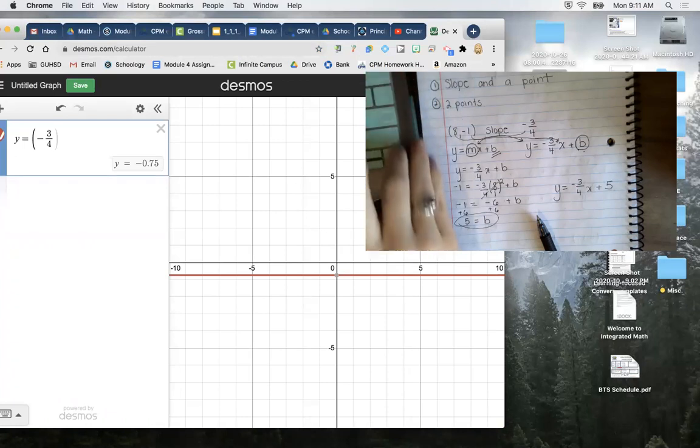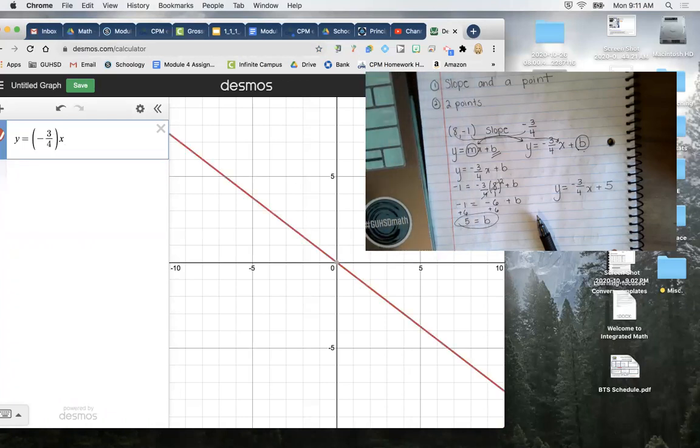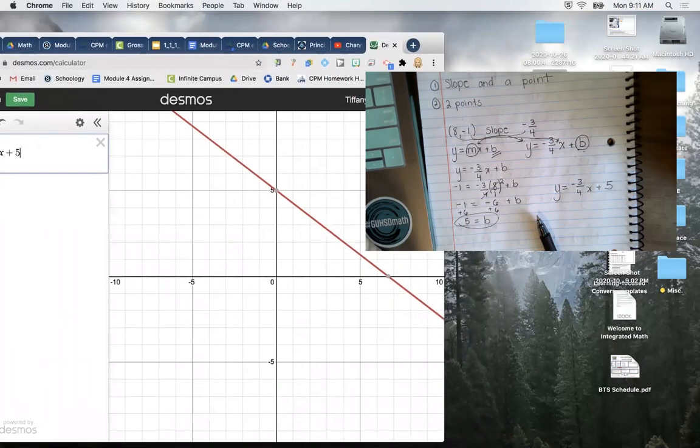Whoops, I put it in the wrong spot. So I have to kind of do that. -3/4 x, but then it's plus 5. I need to make sure that it goes through the point (8, -1). So I have 5, 6, 7, 8. It looks like right there, -1. And there it is. It does go through the point (8, -1).